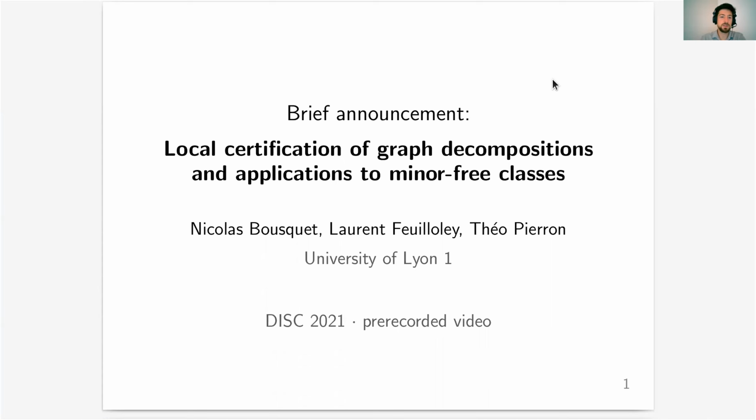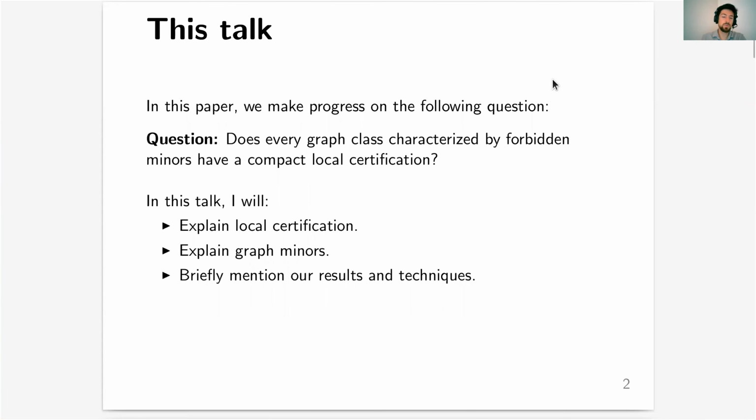The name is Local Certification of Graph Decompositions and Applications to Minor Free Classes. This is joint work with Nicolas Bousquet and Théo Pierron, and the three of us are in Lyon. In this paper, we make progress on the following question. Does every graph class characterized by forbidden minors have a compact local certification?